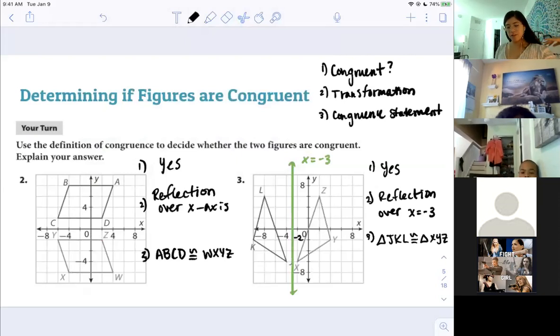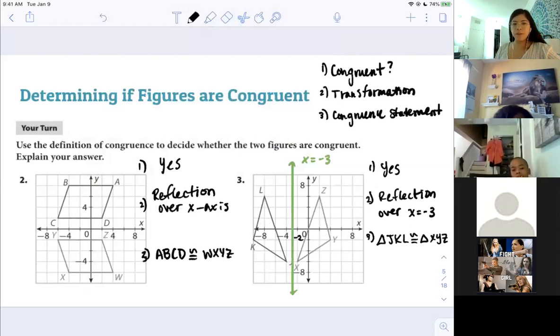All right. So do I have any questions on writing congruent statements or figuring out what type of transformation? Nope. I have a question. Mm-hmm. Do you only write the triangle in front of the letters when it's a triangle?